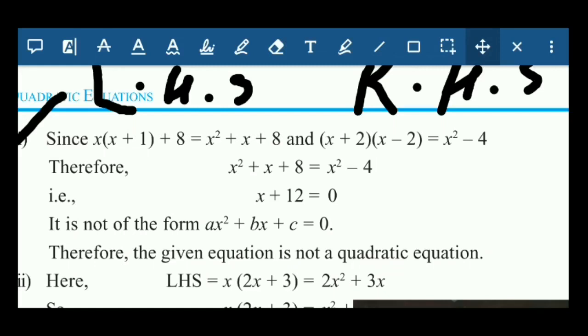In the same way, we will solve the rest of the parts of the same examples, and our exercise 4.1 is based upon these examples, and I hope you can solve 4.1.